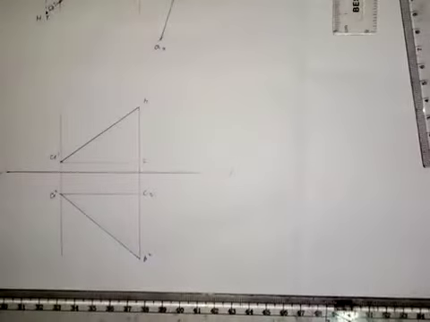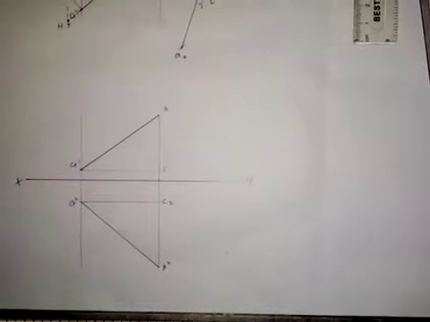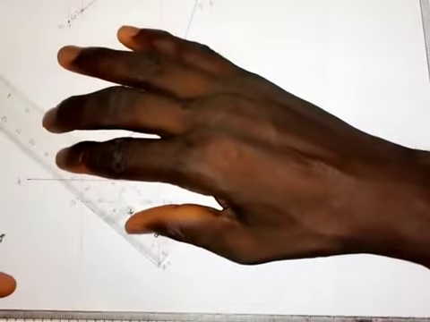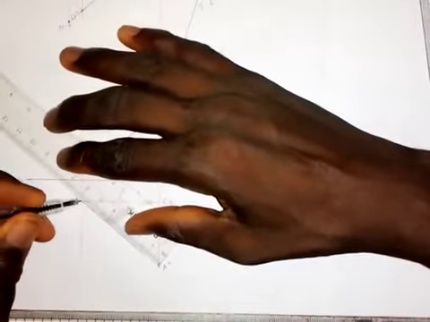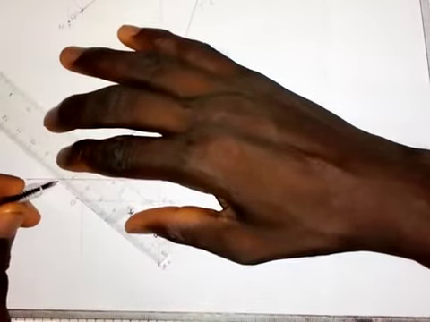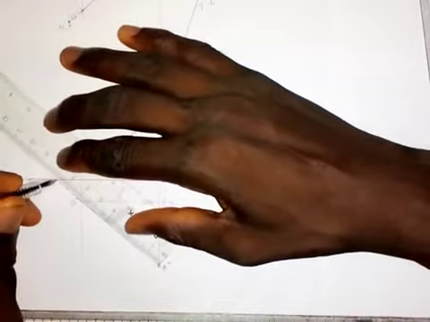Okay, now the next thing that we are going to do is determine the horizontal trace and vertical trace of this line. So to get the horizontal trace, I need to extend this line. I need to extend it. So you just do short dashes like this, wherever it touches. Okay, all right. So this will give me the vertical trace. But okay, let me get the horizontal trace first.